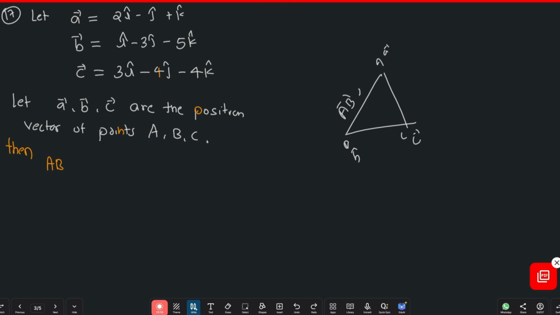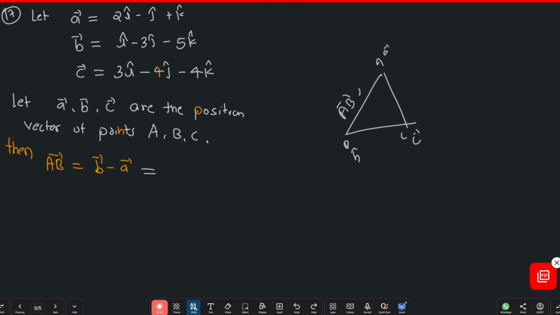Then what is AB vector? AB vector is B vector minus A vector. If B is the position vector of this point, it is OB minus OA. Same question, but a little language change: B vector minus A vector. So B vector minus A vector is this minus this.